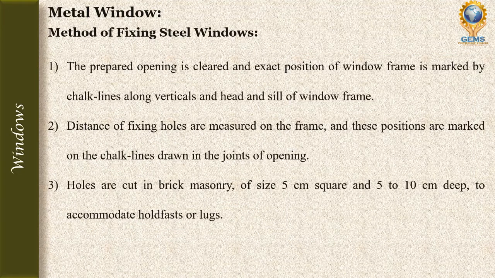So how are we going to fix the metal window? First, the prepared opening should be cleared and the exact position of the window frame is marked by chalk lines or pencil. We have to mark the exact position of where the window frame will come along the verticals, head and sill of the window frame. So we have to mark where the window frame will come exactly on the opening.